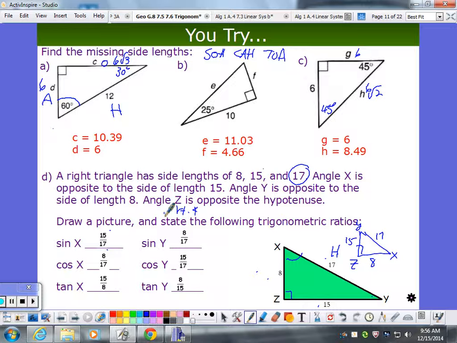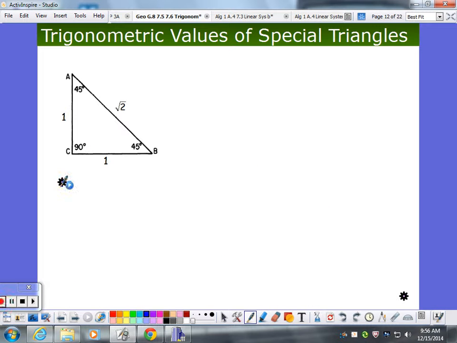We're going to do a little bit of speeding through the next section. It's less important to us, more important when you get to the next level of trig. Trigonometric values of special triangles. These are things that when you get to trigonometry in Algebra 2 or in pre-calculus, you have to memorize.